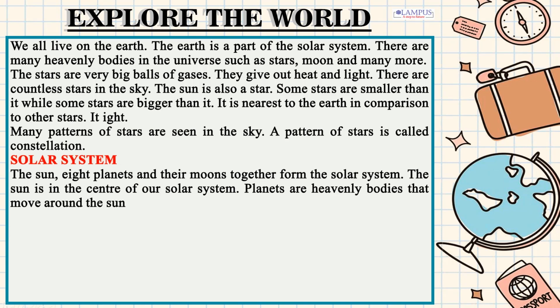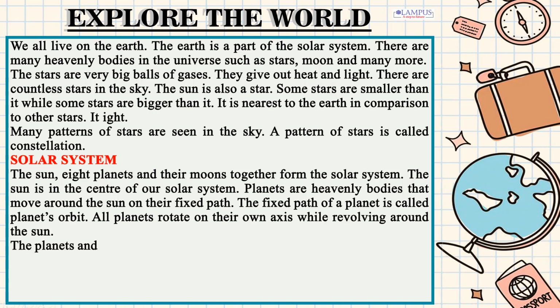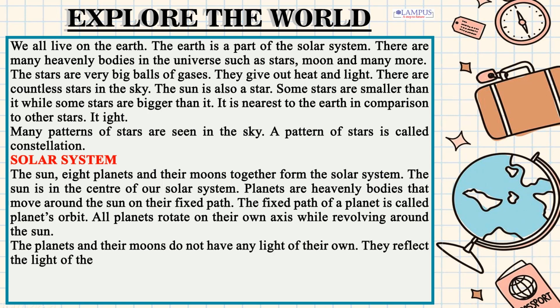Planets are heavenly bodies that move around the Sun on their fixed path. The fixed path of a planet is called the planet's orbit. All planets rotate on their own axis while revolving around the Sun. The planets and their moons do not have any light of their own. They reflect the light of the Sun.